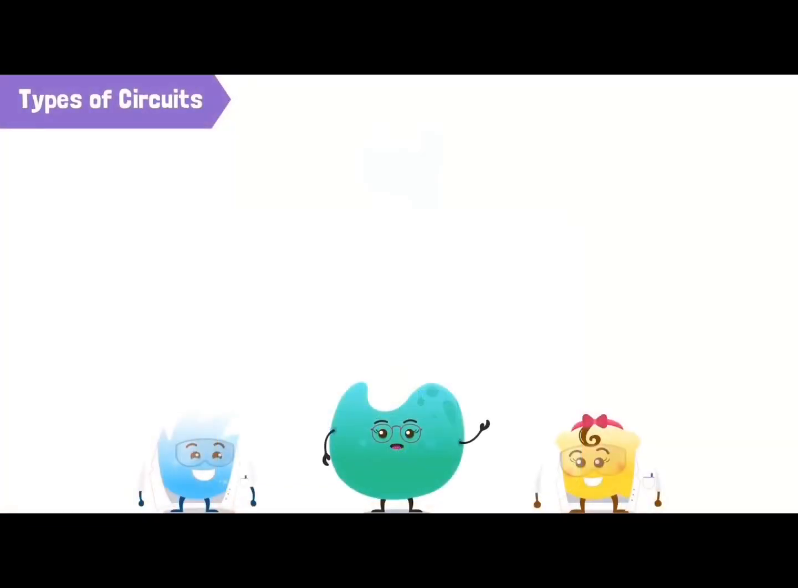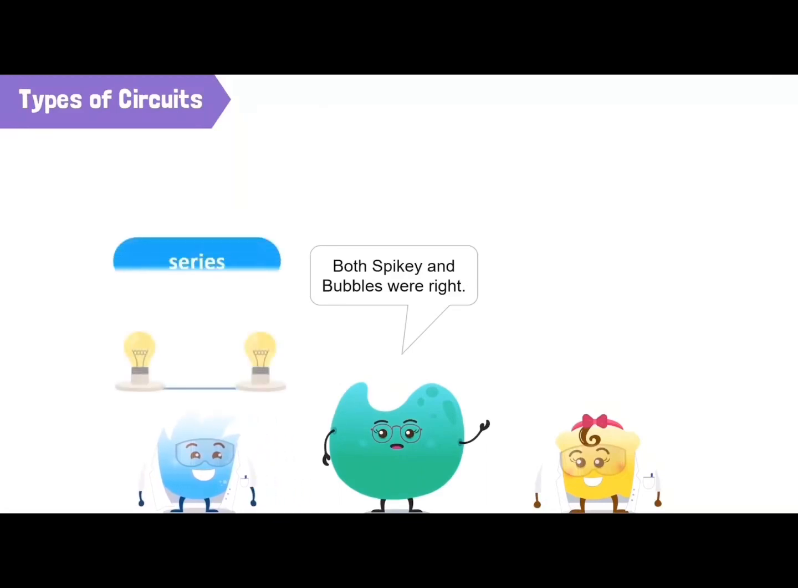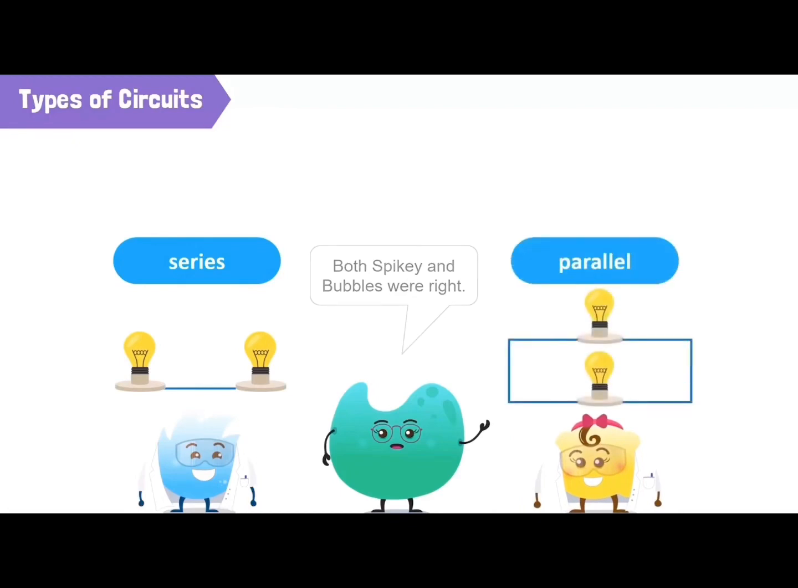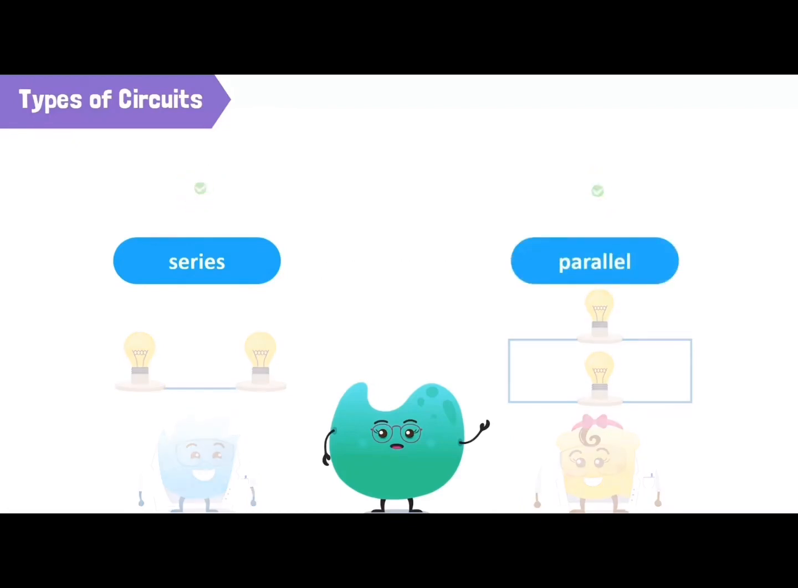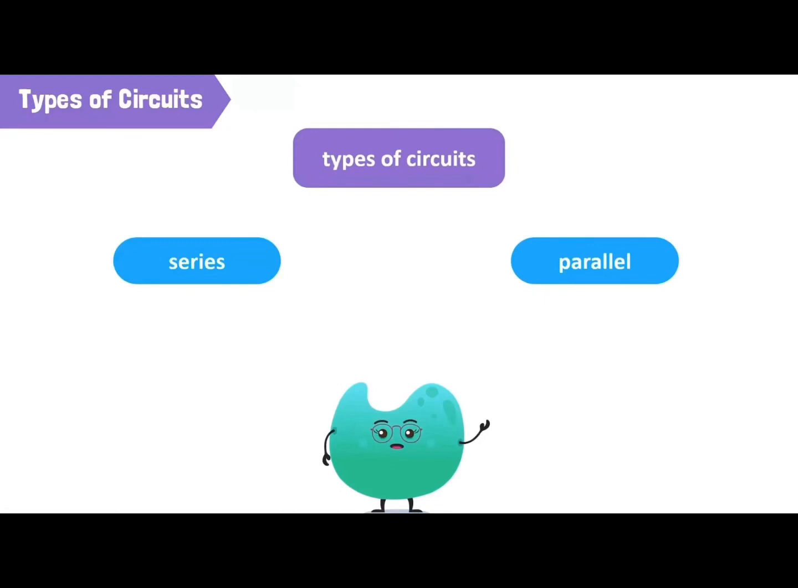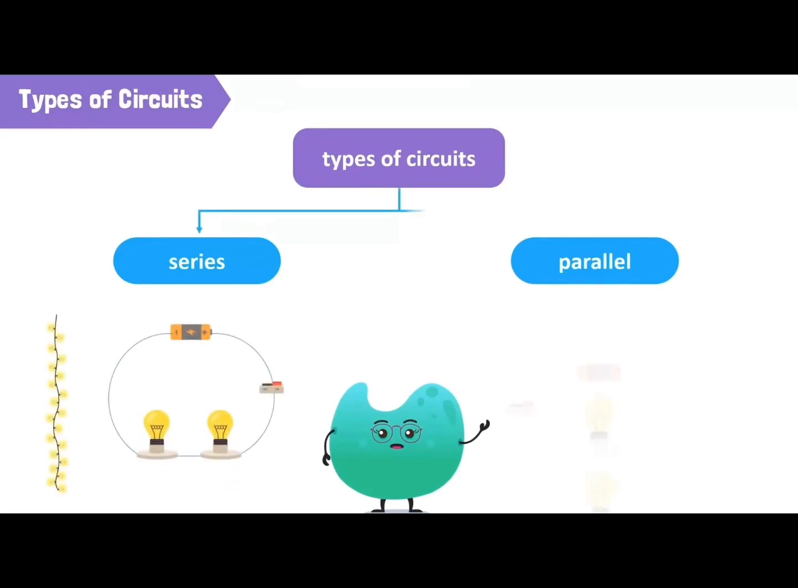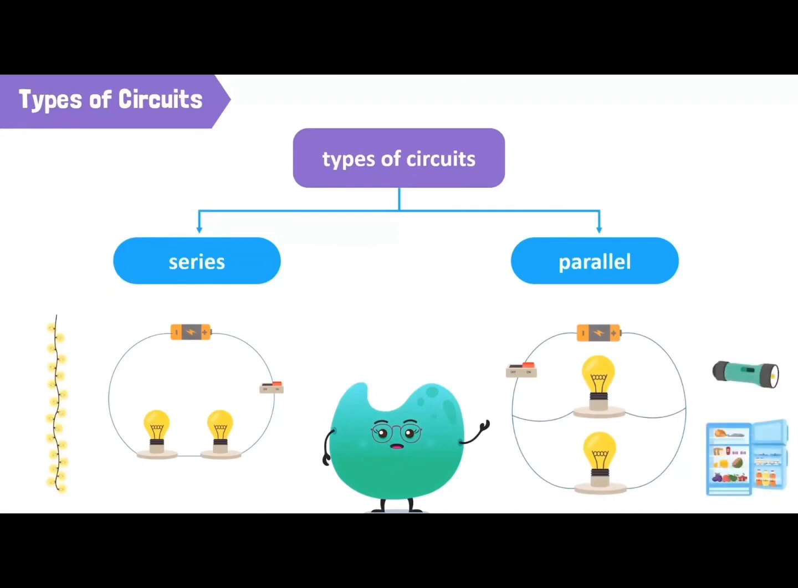So, now we know that both Spiky and Bubbles were right. Spiky connected the bulbs in series, whereas Bubbles connected the bulbs in parallel. Hence, there are two types of circuits. 1. Series circuits, for example decoration lights. 2. Parallel circuits. Our home appliances are always connected in parallel.